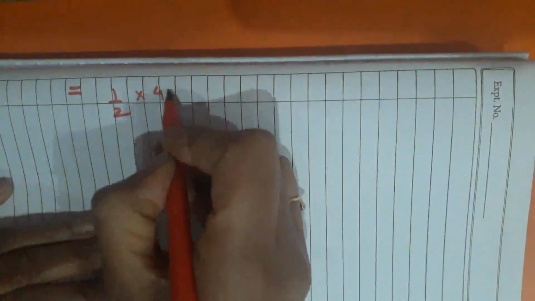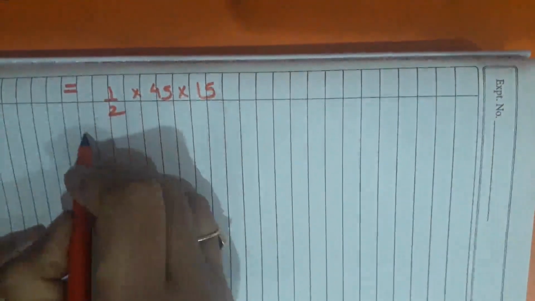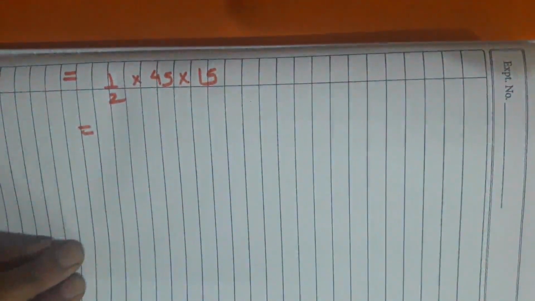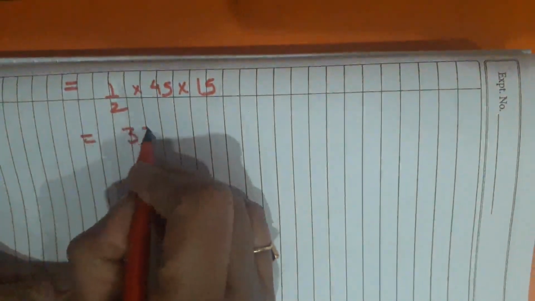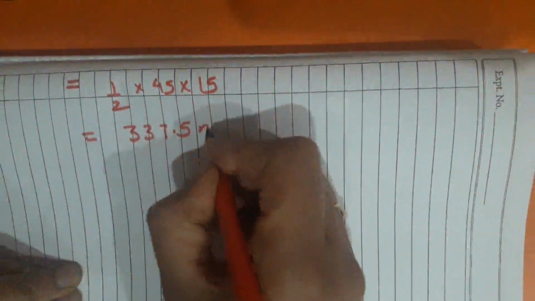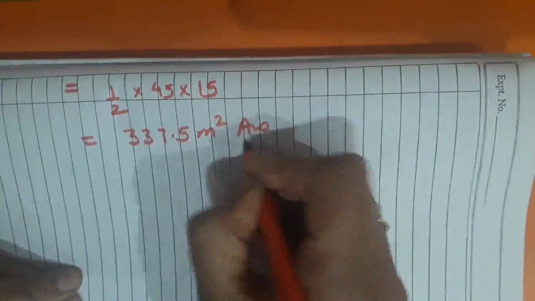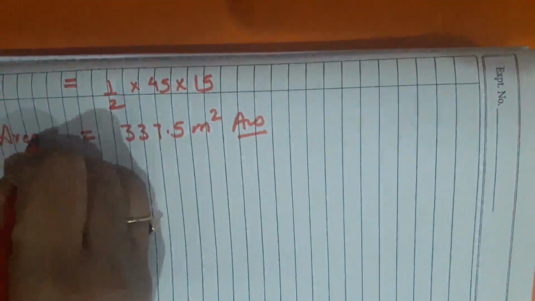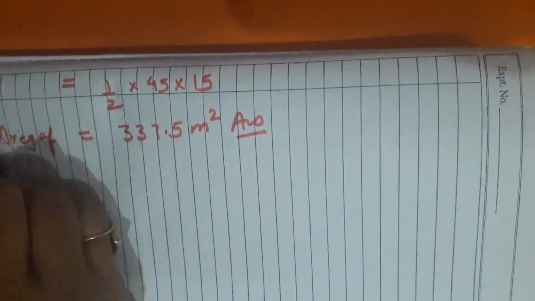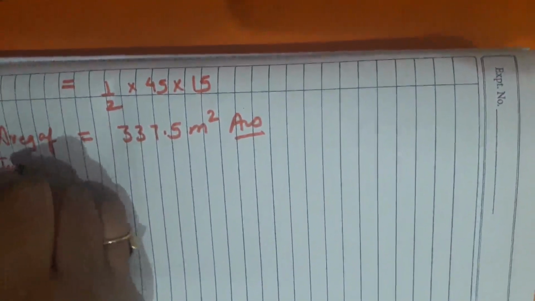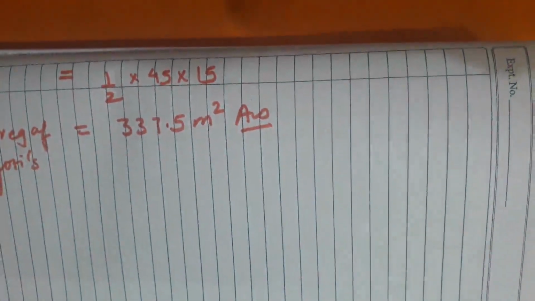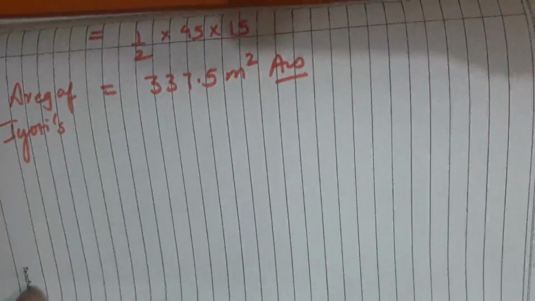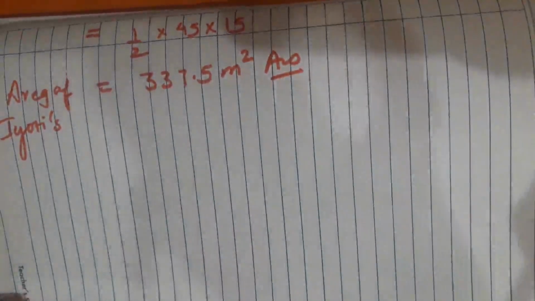Half 45 into 15. So CE is 15. Put this value. After solving this, you are going to have 337.5 meter square. So this is the area according to Jyoti's point of view. Okay, now let's solve this same particular question according to Kavita's point of view.